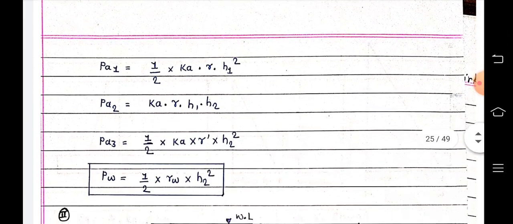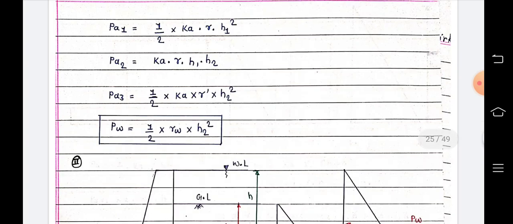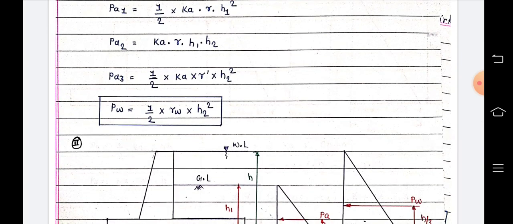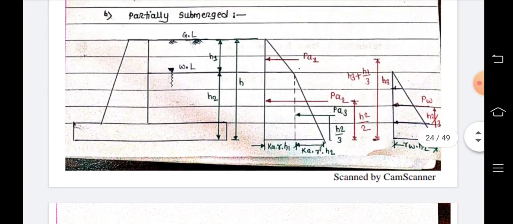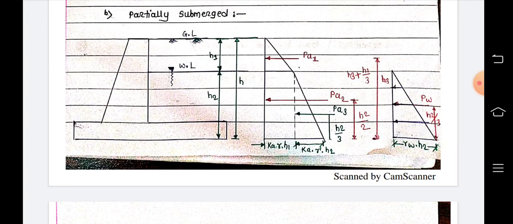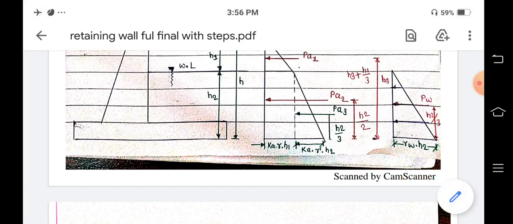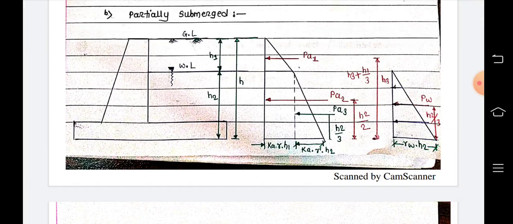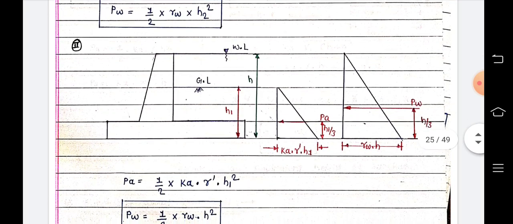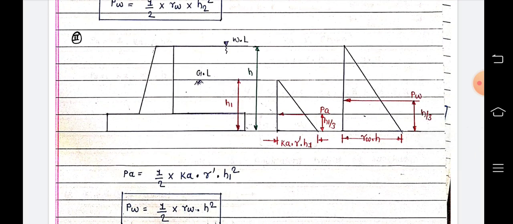Okay, so these are the total formulas. We have to add all these formulas. We get the total active earth pressure, that is PA1 plus PA2 plus PA3 plus PW. And if you want to calculate Y bar, Y bar will be equal to PA1 into Y1, plus PA2 into Y2, plus PA3 into Y3, plus PW into HW. Here Y1 is H2 plus H1 by 3, Y2 is H2 by 2, Y3 is H2 by 3, and HW is H2 by 3. Okay, so this is the second case for the partially submerged backfill.